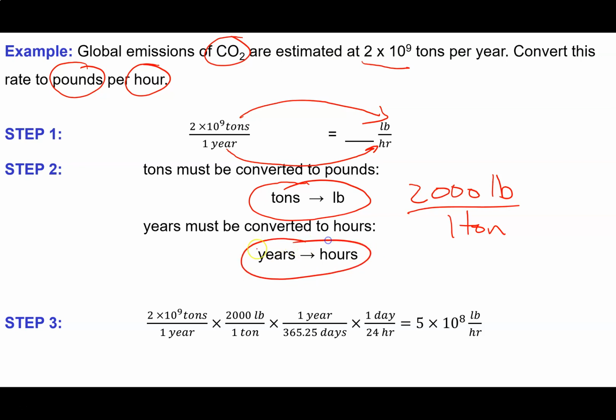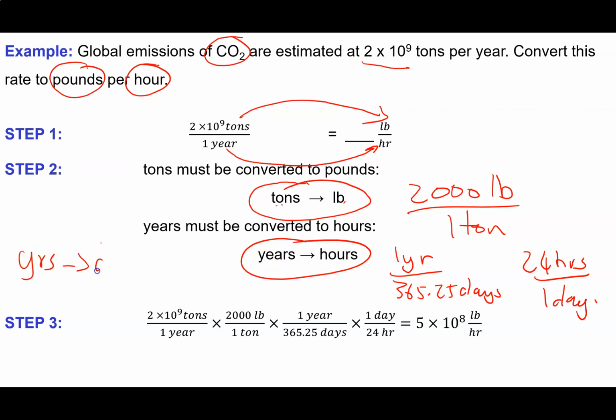Now, years and hours. Most people know that in 1 year there are 365.25 days, and then they know that there are 24 hours in 1 day. But most people don't know how many hours there are in a year, right? So we're going to do things like this. Let's set it up. My pathway for the pounds is, from the tons, I'm going to go directly to pounds. For the years, I'm going to go years, days, and then finally hours.